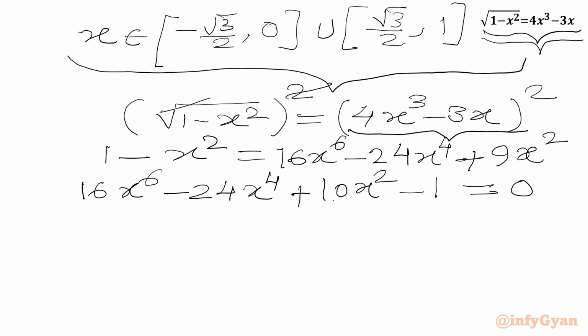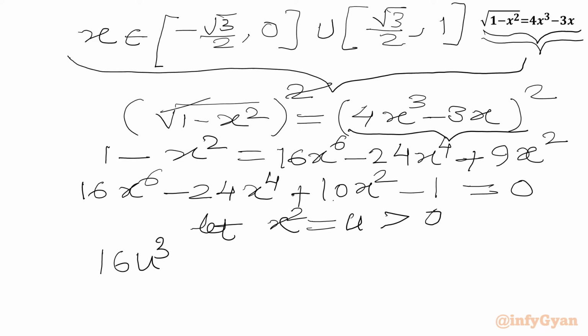Now we have x square, x power 4, x power 6. So let us assume x square equal to u. So u must be positive. For x to be real, u must be positive. So we will write our equation in variable u. I will write 16u cube minus 24u square plus 10u minus 1 equal to 0.